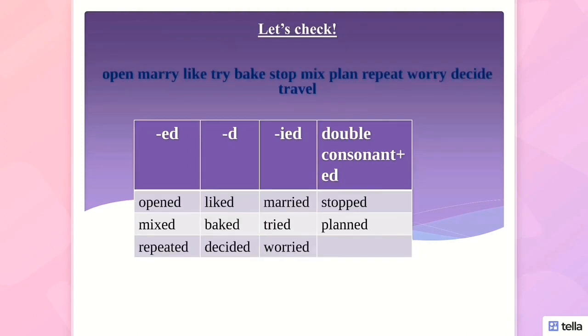Okay, guys, it's time to check and let's go on. So, the ed column includes such verbs as opened, mixed, repeated. The d column includes such verbs as liked, baked, decided. The ied column includes the verbs married, tried, worried. The double consonant plus ed column includes verbs stopped, planned. I hope you didn't have any mistakes.